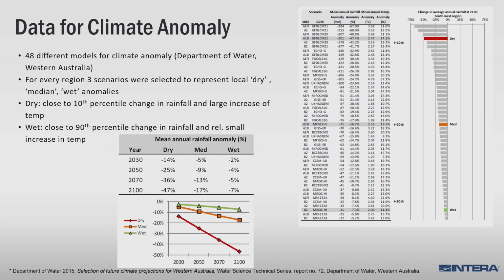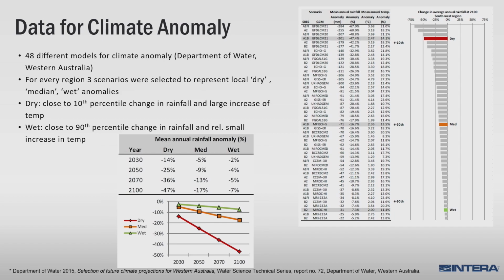So what you usually would do, if you want to be conservative, is take the dry scenario and add this to your predictive model, or maybe take the medium scenario, or if you have enough budget or time, take all 3 of them and compare the results in the end.